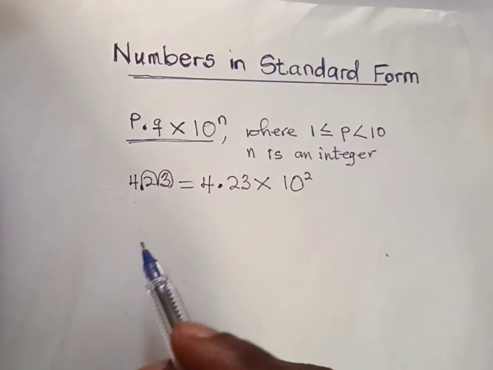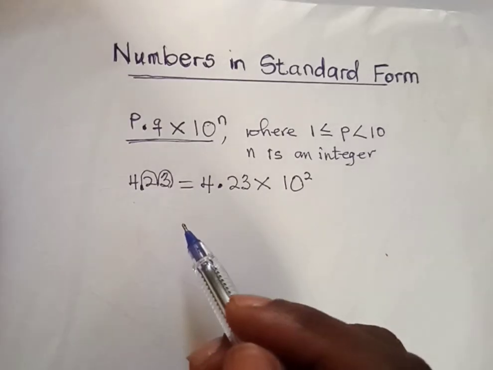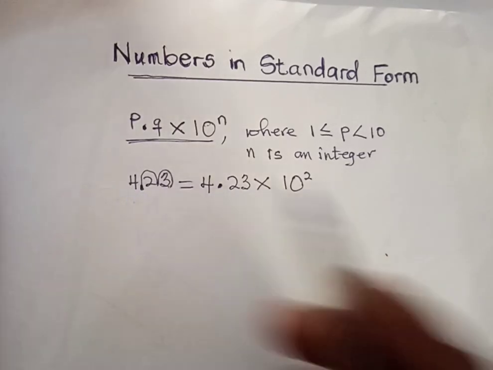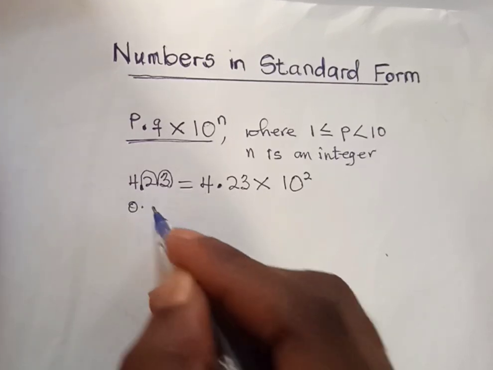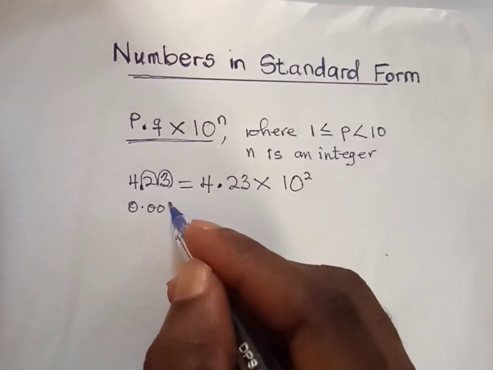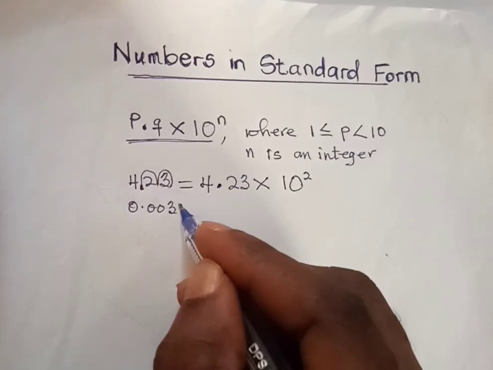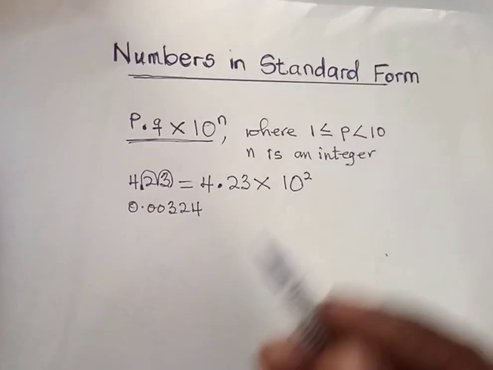So this time I'm going to give a question where we will be counting from the left side to the right side. So let's say I have this 0.00324. Great.